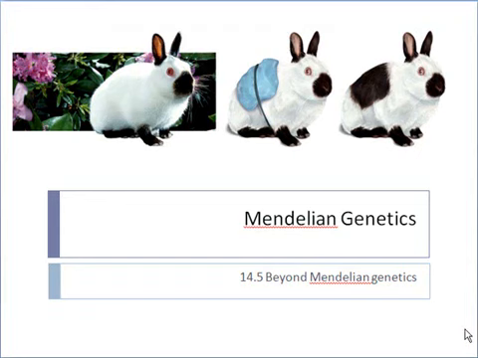Last part of our lecture on Mendelian genetics, we're going to go beyond traditional Mendelian genetics and look at some other types of genetics. Not every single gene out there has one dominant and one recessive allele associated with it. In fact, a lot of genes out there have more than two alleles associated with them, or those alleles don't behave in a strictly dominant recessive fashion. So we're going to look at a couple examples of these.